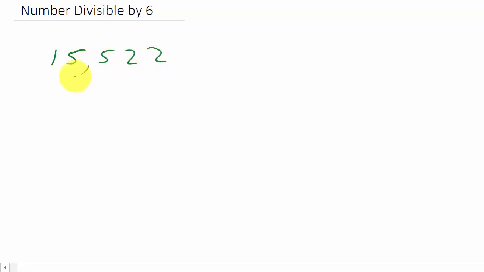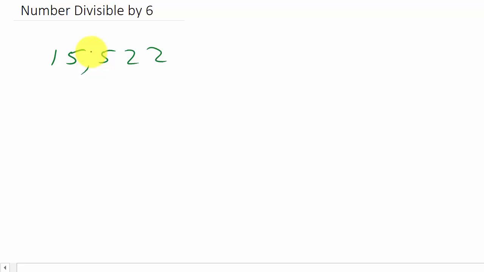I got 15,522. Alright, so to determine if a number is divisible by 6, well, 2 and 3 are factors of 6. The number has to be divisible by 2 and 3. Okay, so that's the two that we have to check. We have to make sure that 2 divides into the number evenly, and we have to make sure that 3 divides into the number evenly.